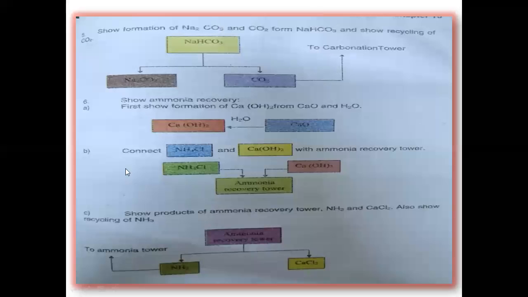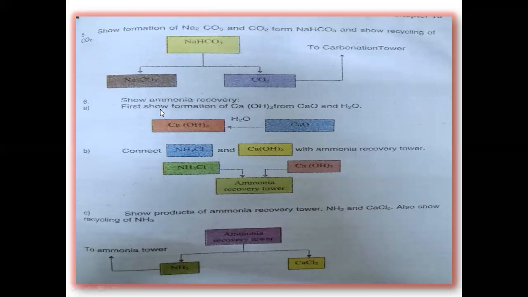Then the next step is sodium hydrogen carbonate, which is also called baking soda. After heating, it will give sodium carbonate and carbon dioxide. This carbon dioxide is utilized in the carbonation tower, and this sodium carbonate is our product.